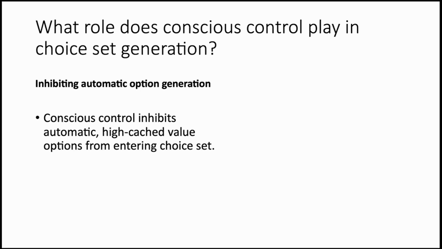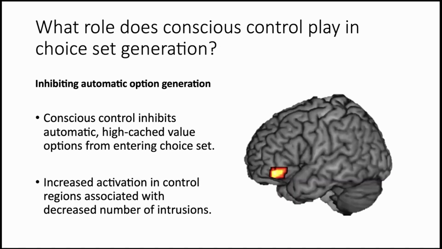So the more that you're exerting conscious control, the fewer options are going to happen. And you can think about that as basically using conscious control to more effortfully guide the option generation process, or inhibit the automatic process from the get-go. I think if that's right, you should probably see activation in control regions associated with a decreased number of intrusions. And Reagan in particular has been interested in the inferior frontal gyrus, thinking that it might play a particular role if this second hypothesis is right.